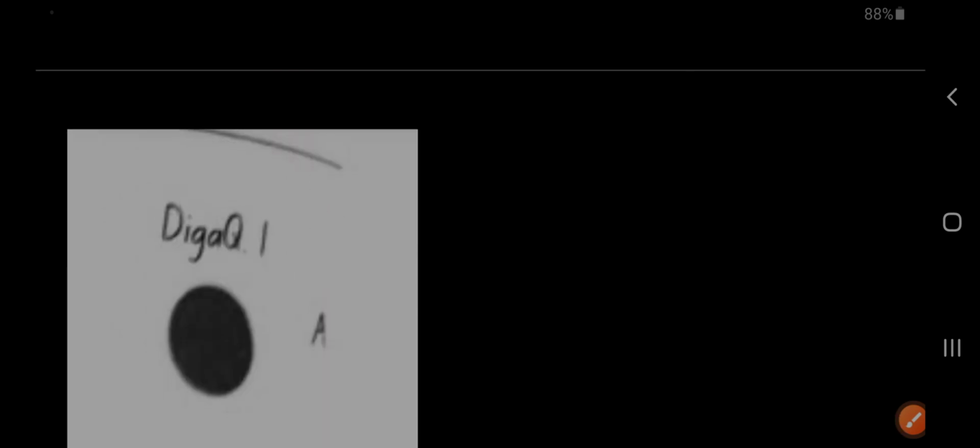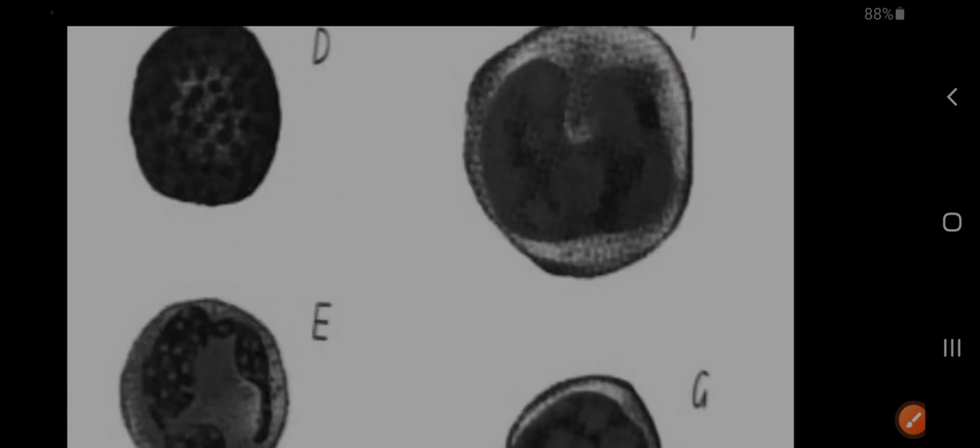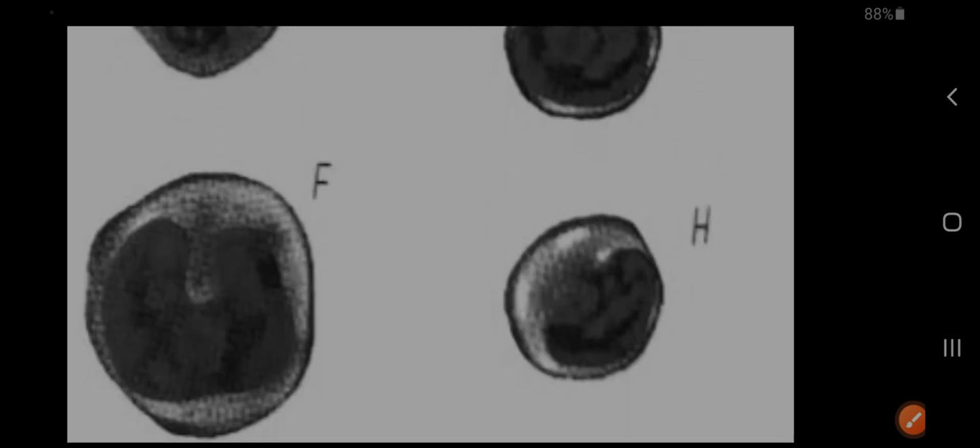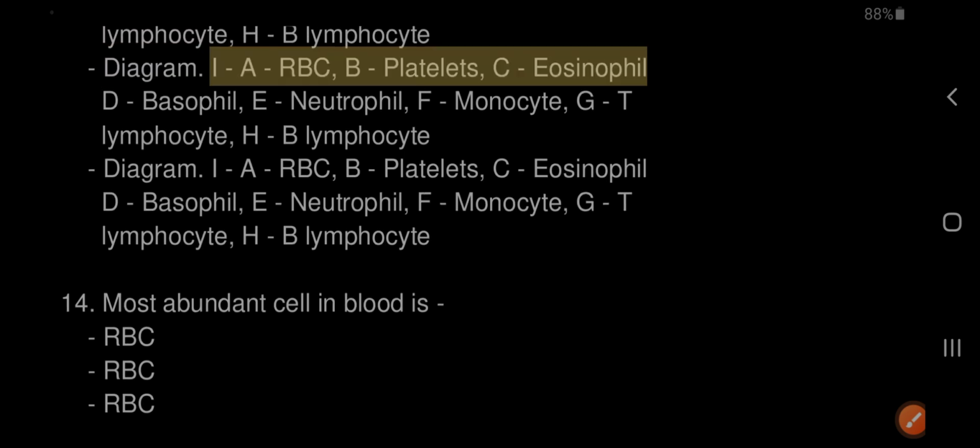B. Platelets. C. Eosinophil. D. Basophil. E. Neutrophil. F. Monocyte. G. T lymphocyte. H. B lymphocyte.